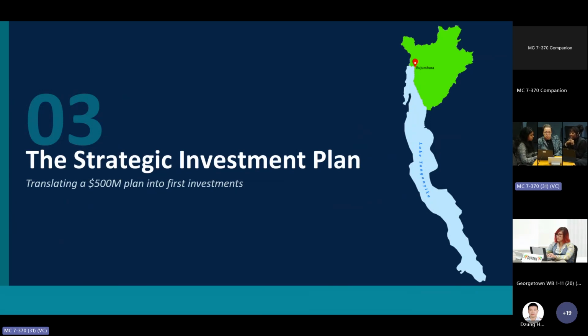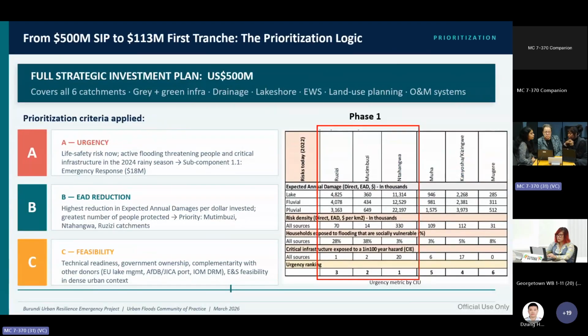So based on this risk assessment, a full investment pipeline of approximately US$500 million was developed, covering all 6 catchments within the city of Bujumbura. And this included both gray and green infrastructure, as well as drainage systems, lakeshore protection, etc. And this SIP, or Strategic Investment Plan, essentially translated the risk analysis into a comprehensive system-wide investment framework. Now, the key step from here was translating this into the investment framework.